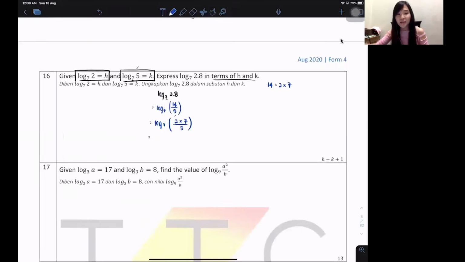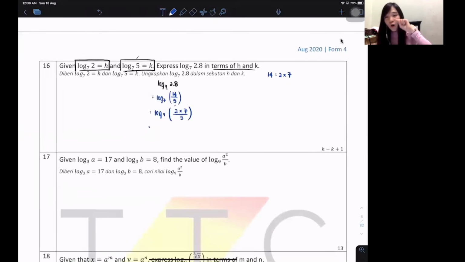So now, can I sub my H and K inside now? No. Why cannot? Please understand. You want to sub inside, you should see log 7 2, log 7 5. Not like all of them squeezed together, my dear. So now you should split it. How do you guys split it? Formula. I write the formula here again, even though I just wrote it already, just in case you guys have short-term memory.